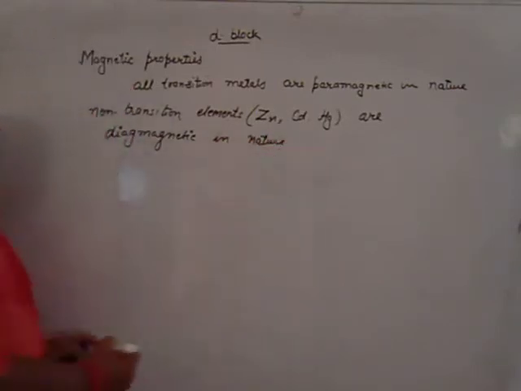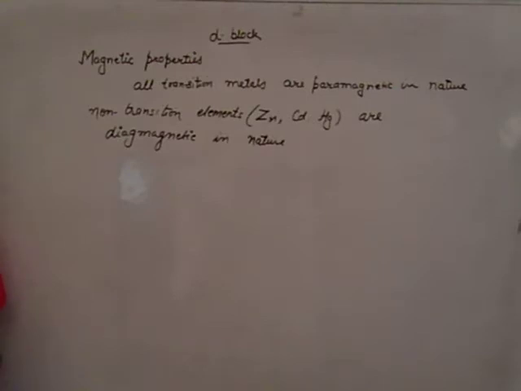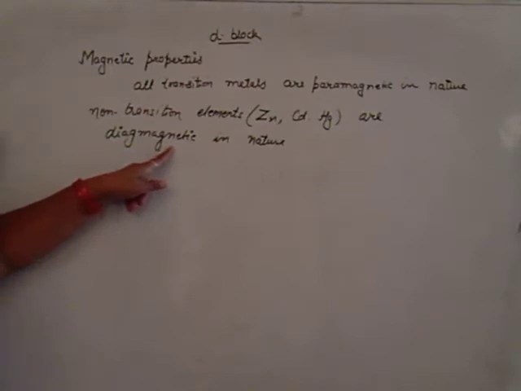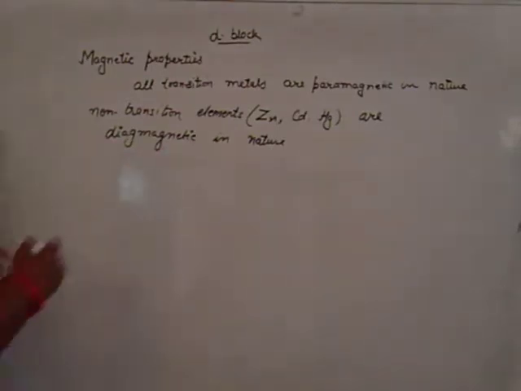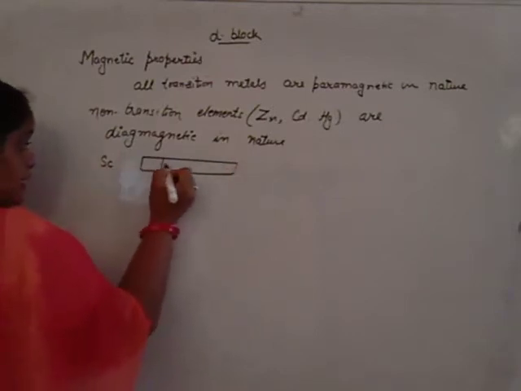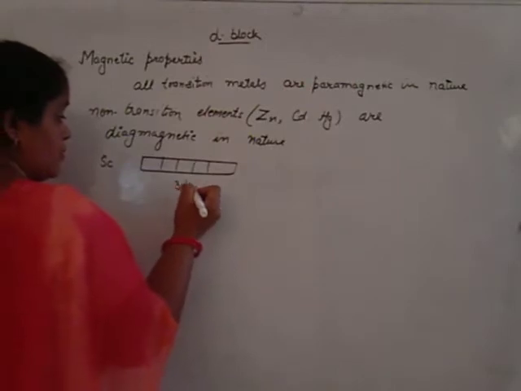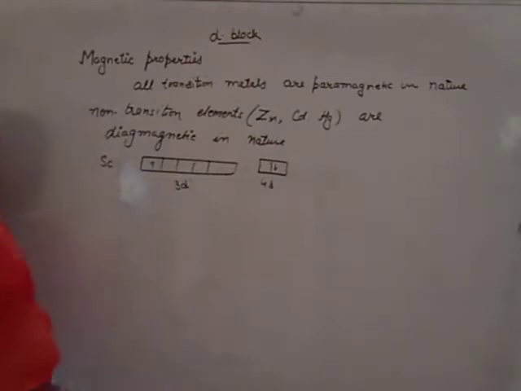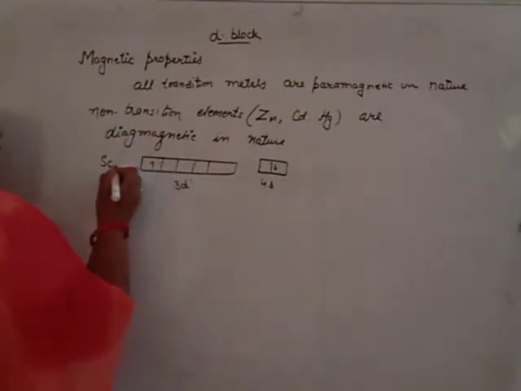Those metals or elements which have unpaired electrons in d orbital behave as paramagnetic. If all the orbitals are completely filled, they are diamagnetic. Scandium, the first member of d block, is 3d1 4s2. It has one unpaired electron in d orbital, so it is paramagnetic.